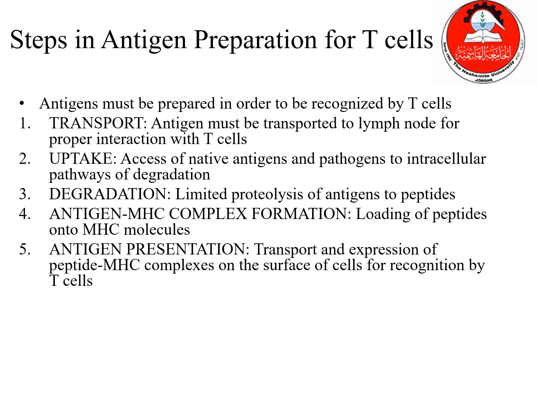Steps in antigen preparation for T cells. Antigens must be prepared in order to be recognized by the T cells. So this process has 5 steps. The first step is transport. Antigen must be transported to the lymph node for proper interaction with the T cell.